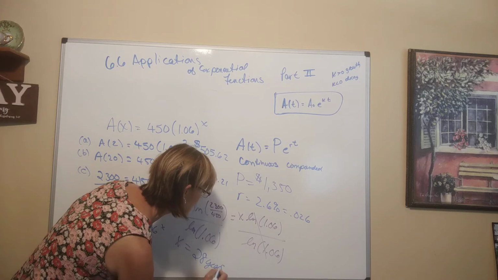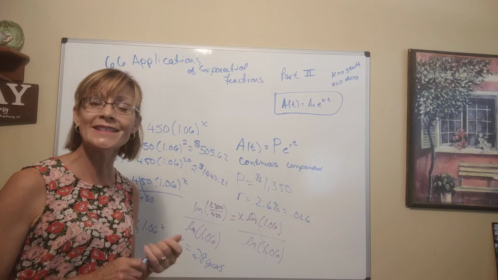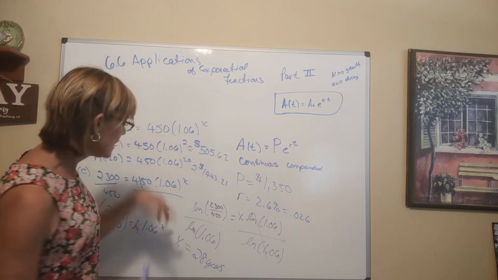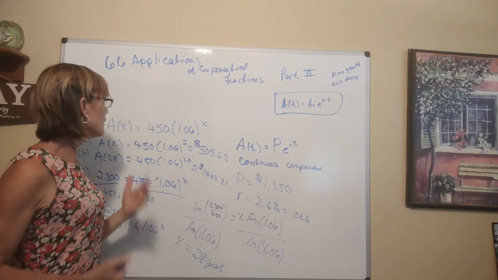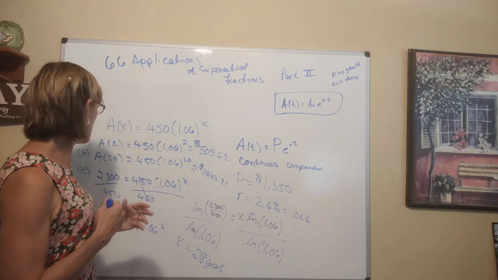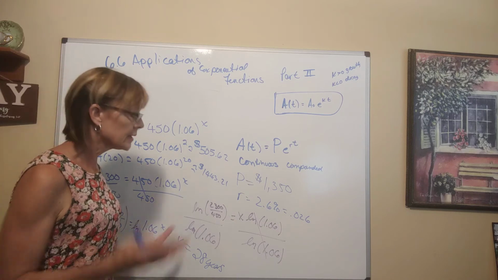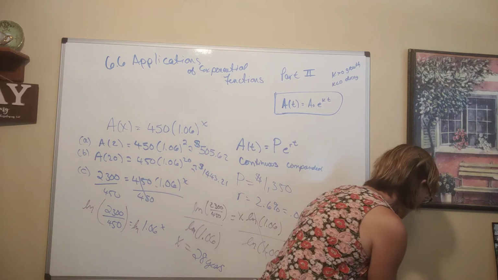If we had to write a sentence, which you may well have to write a sentence, that's why I keep showing you how to write a sentence, you might have to say, it would take 28 years for an investment of $450 to grow to $2,300 in value. Okay, let's do the last one and then we'll be done.